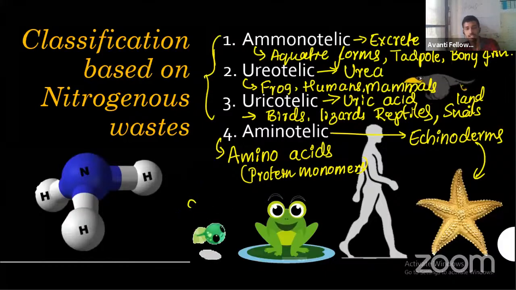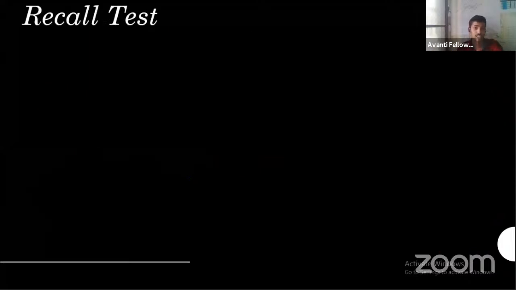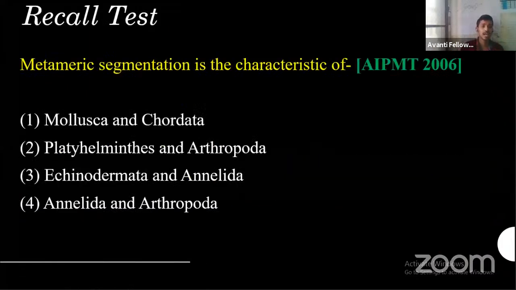So we are going to the next slide. One question came. Okay, the question is simple. Metameric segmentation is the characteristic of: mollusca and chordata, platyhelminthes and arthropoda, echinoderms and annelida, or annelida and arthropoda. Okay, I'm launching the poll now. You can answer in the poll.